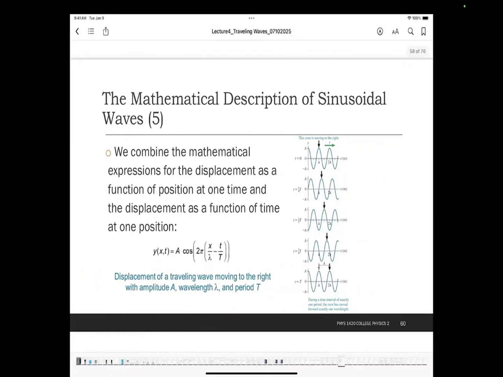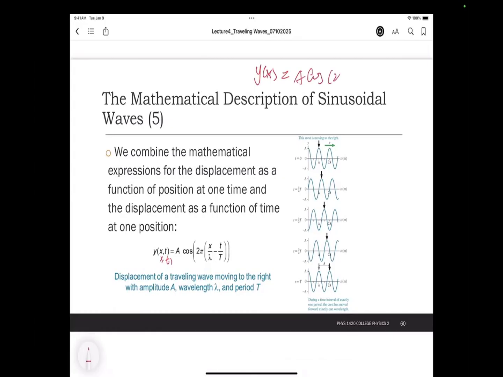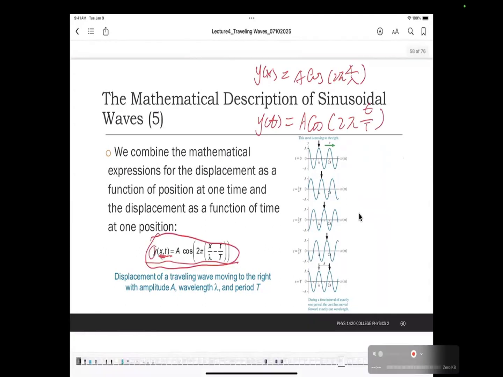Yeah, which means we have a function. This function is related to x and t, which means here there is y(x) equal to A cosine 2 pi x divided by lambda, and y(t) equal to A cosine 2 pi t divided by T. Am I right? Okay, let's check those two equations.